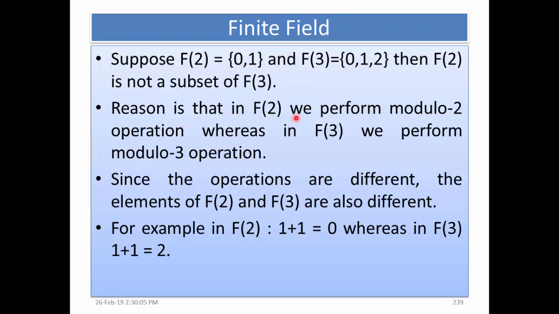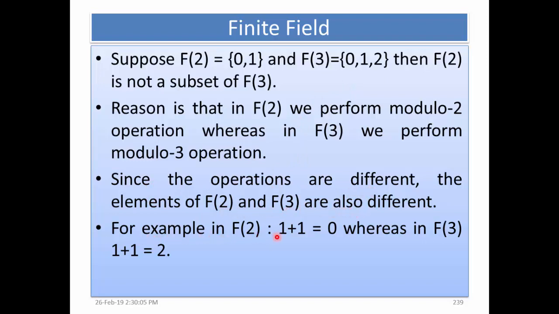The reason is that in F2 we perform modulo 2 operation, whereas in F3 we perform modulo 3 operation. Here we have got only 2 elements, so we will perform modulo 2 operation, but in this set we have got three elements 0, 1, 2, so we'll perform modulo 3 operation. Since the operations are different, the elements of F2 and F3 are also different.